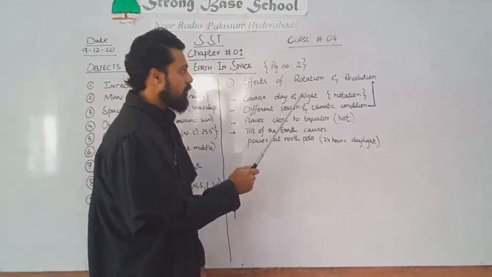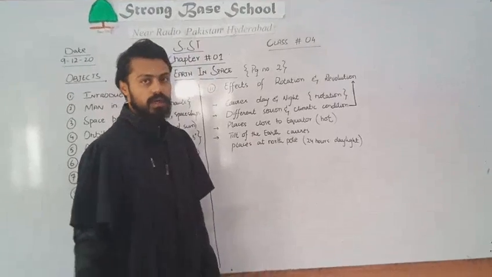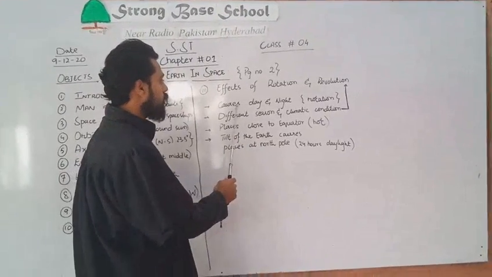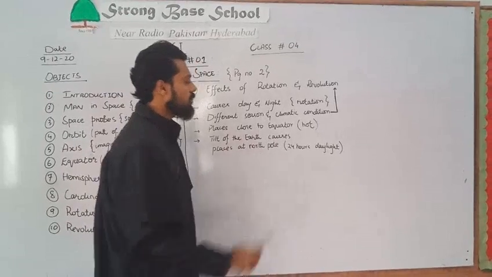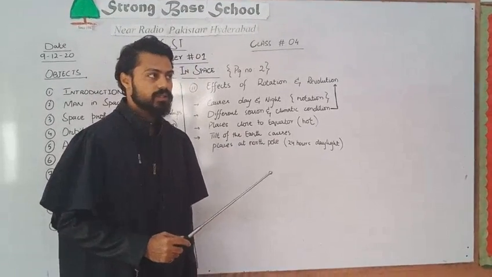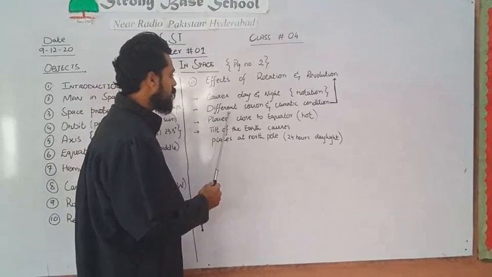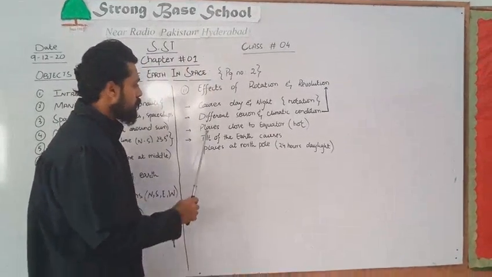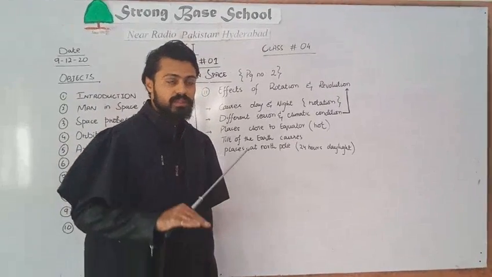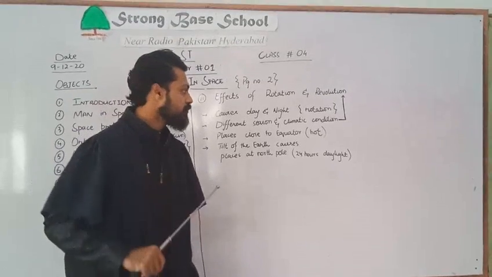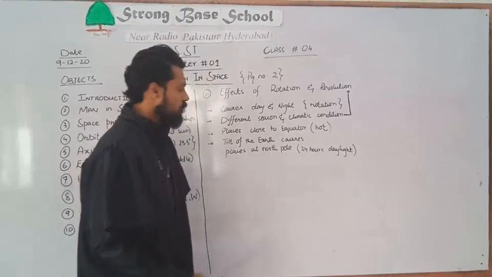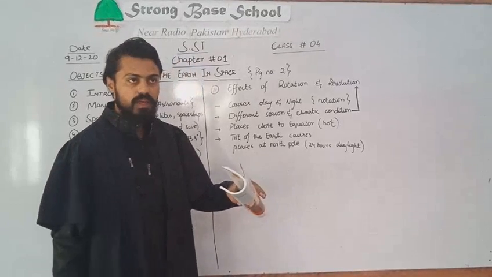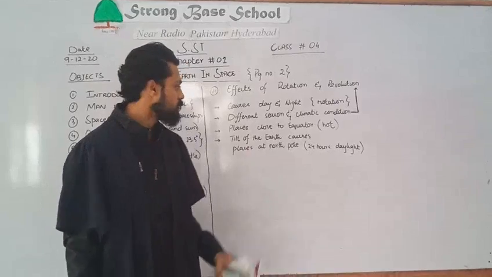Okay. After that we have some points on how rotation and revolution affect the Earth, or the effects of rotation and revolution of the Earth. Okay, it causes day and night. Due to rotation, day and night change. Okay, after that, different seasons and climatic conditions change due to the revolution around the Sun. Okay, places close to the equator, meaning those places at the center line, are very hot, and likewise the places which are away from the equator have a different season or a different temperature.